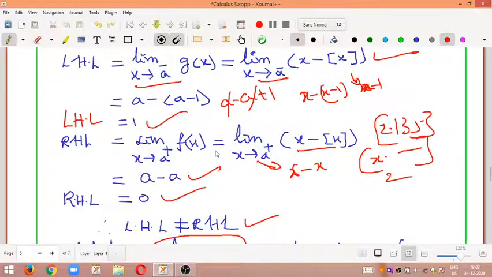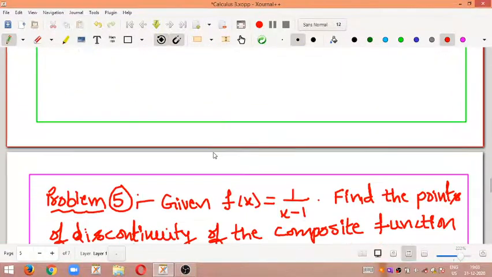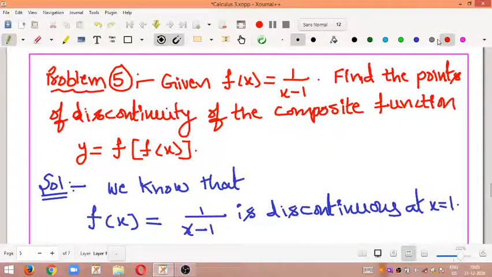Now, if it is clear, we will move on to the next problem. That is the fifth problem. See here, fifth problem.